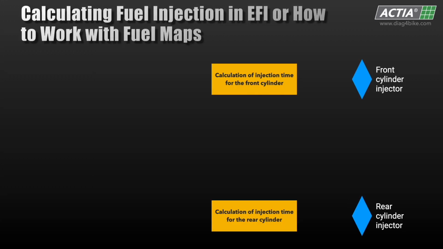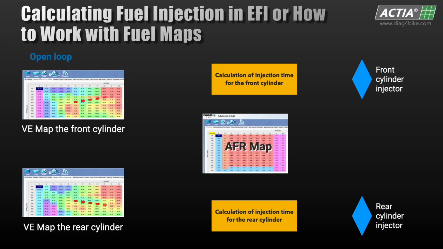So how does this all work in an engine in modes where the AFR value is set to less than 14.6? The control unit knows from the VE map for the front cylinder how much air has been taken into the cylinder. It knows the desired air-fuel ratio from the AFR map. Based on this data, the control unit calculates how long the fuel injector for the front cylinder has to be open. It will do the same for the rear cylinder fuel injector, but using VE map data for the rear cylinder.